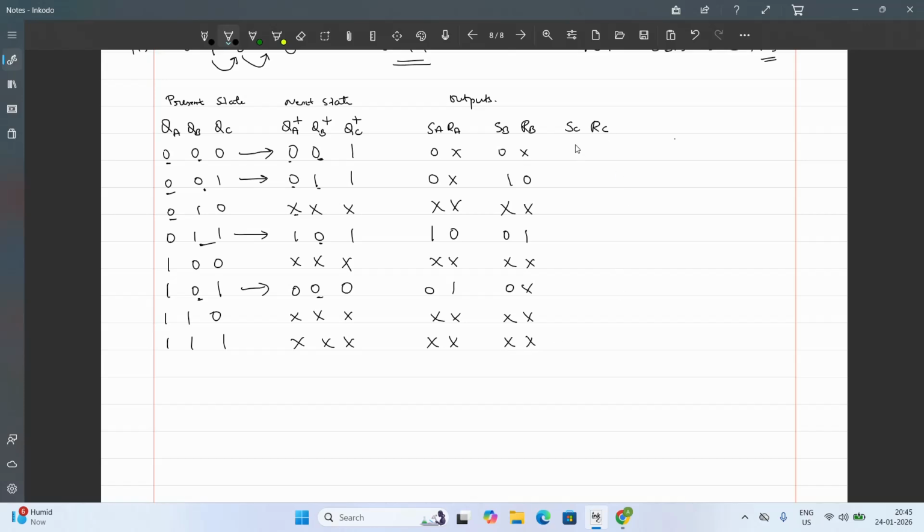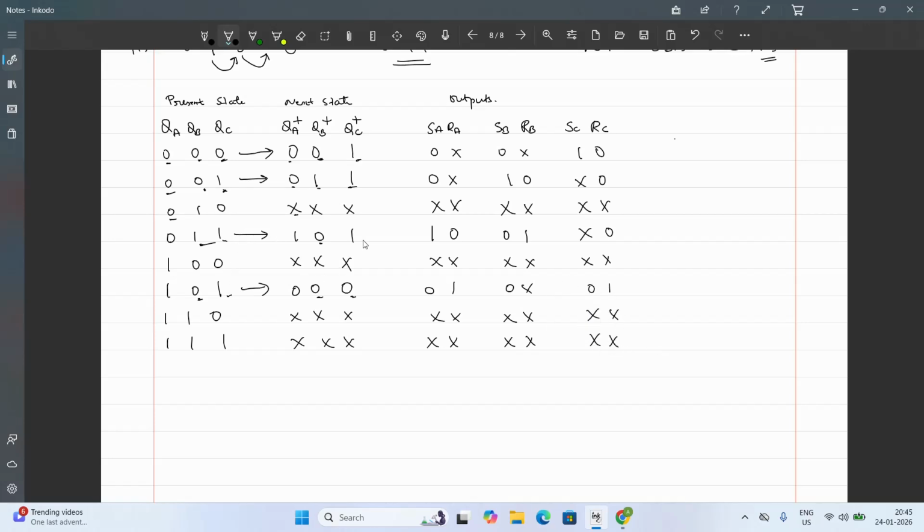For the last one, it is 0, 1. So 1, 0. 1, 1 is x, 0. Here x, x. Again 1, 1 is x, 0, x, x. 1, 0 will be 0, 1. Remaining two are x, x.